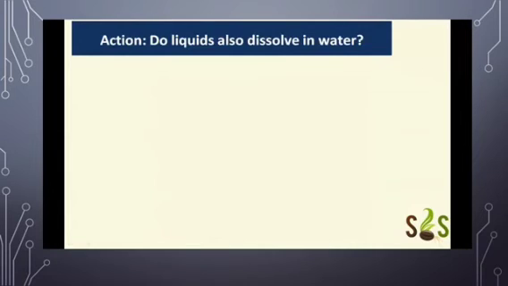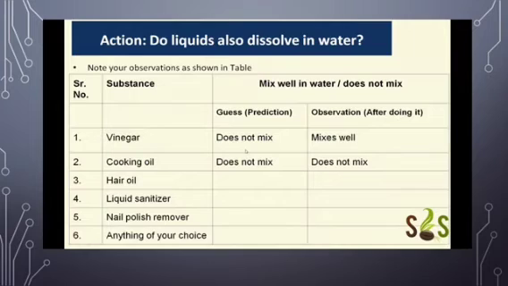So we were exploring whether liquids also dissolve in water. Now you can conduct the same experiment with another set of liquids. So we have tried with vinegar. We guessed that it will not mix, but it mixed well. So sometimes the observation may be very different from what we have guessed. But it is important to guess so that we know whether our observations match the guess or not. Also, we tried with cooking oil and we guessed that it will not mix, and it didn't mix. You can try with other liquids which you have at home, like hair oil, liquid sanitizer, nail polish remover, or anything of your choice.